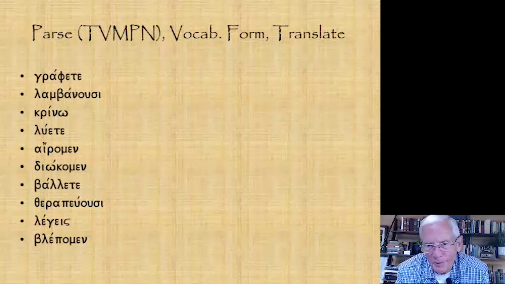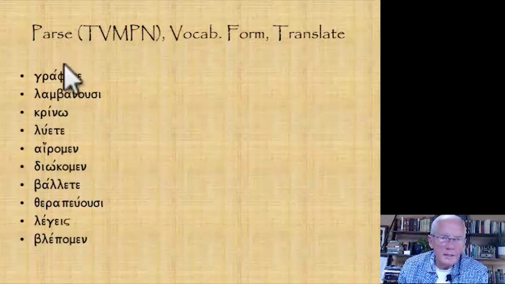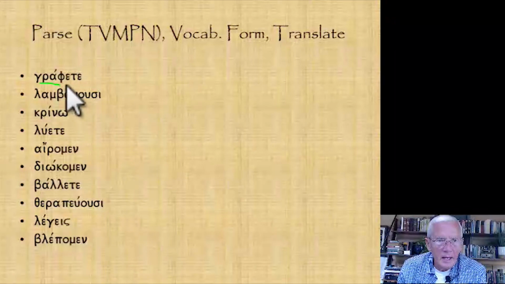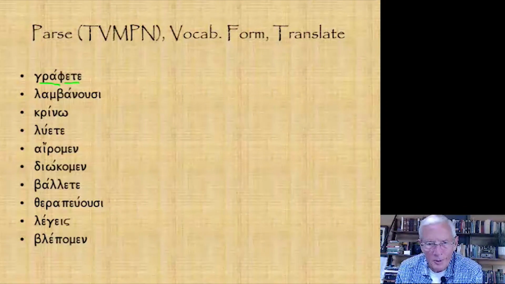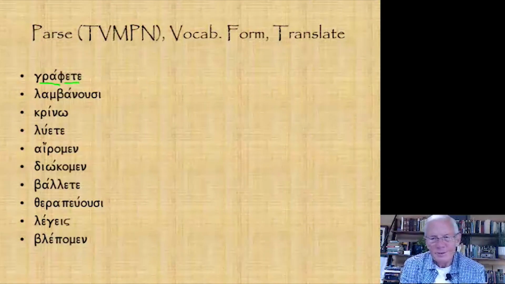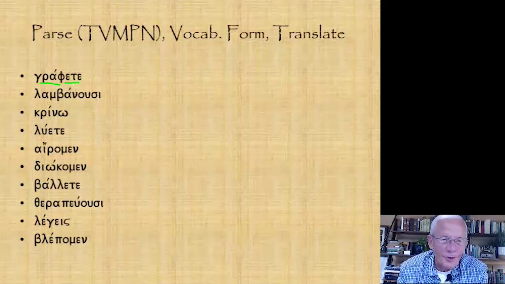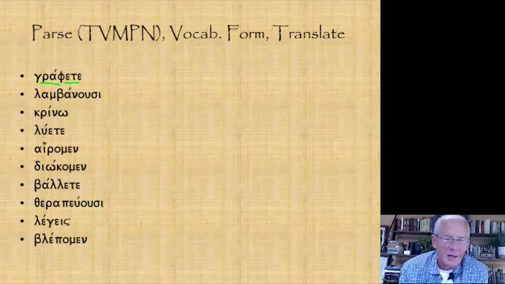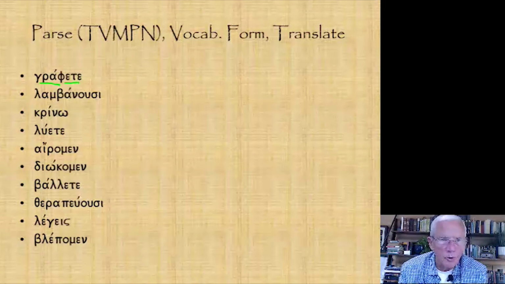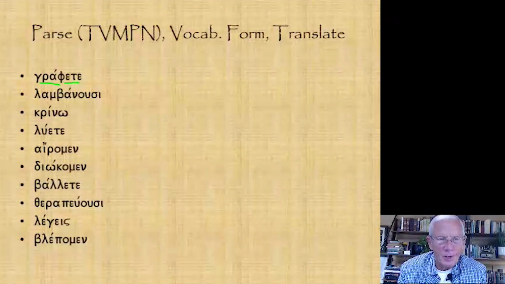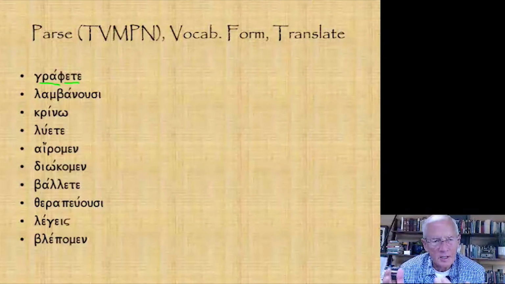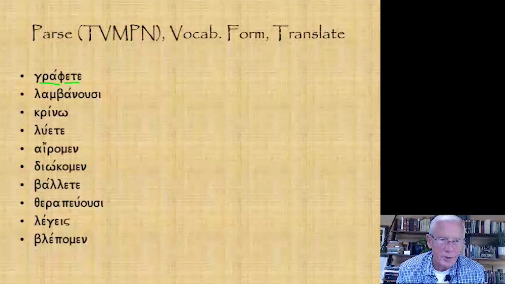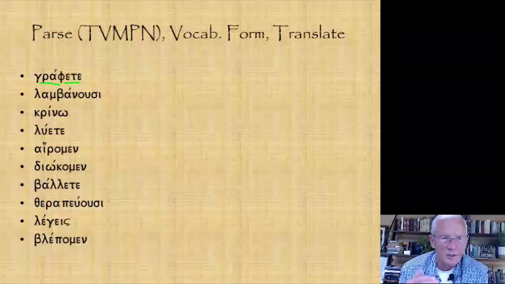All right, now we have some more before us. So remember to identify the stem and the ending. I'll hit my pause button and resume with you in a few moments. Did you feel successful? I hope so. The first one, graphete. Present active indicative, second person plural, you write. Lambanusi, present active indicative, third person plural, they take or they receive. Krinos, vocabulary word. Krin is the stem, the omega is the ending. Present active indicative, first person singular, I judge.